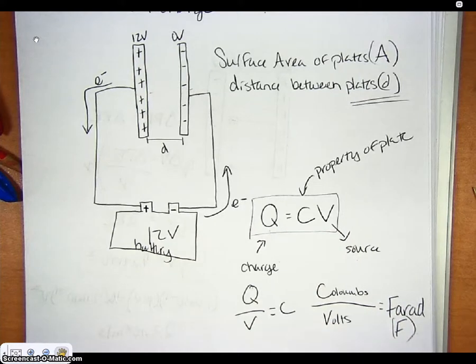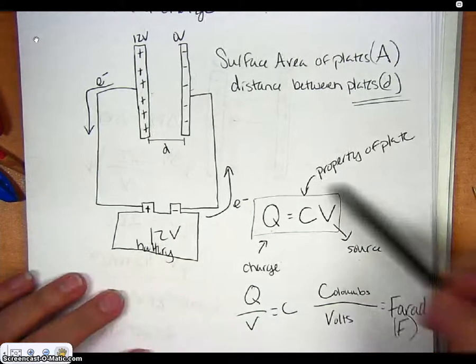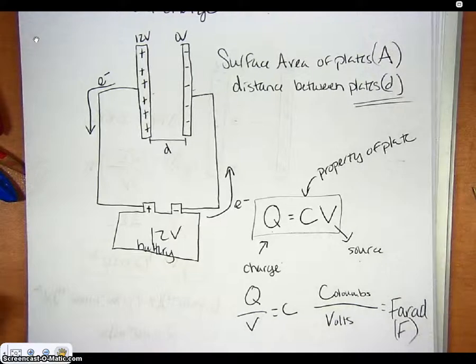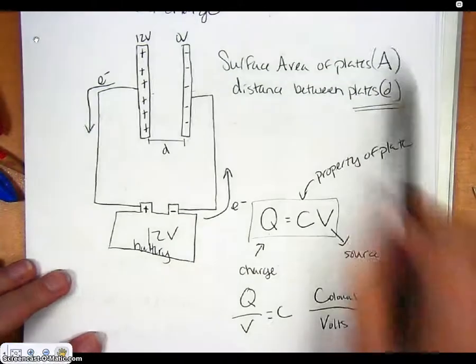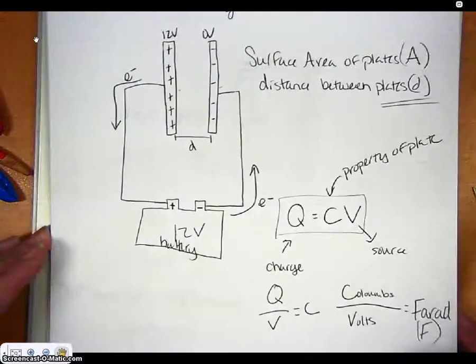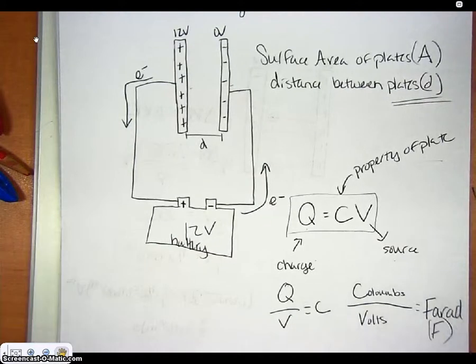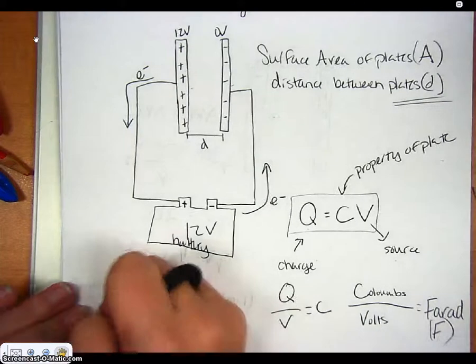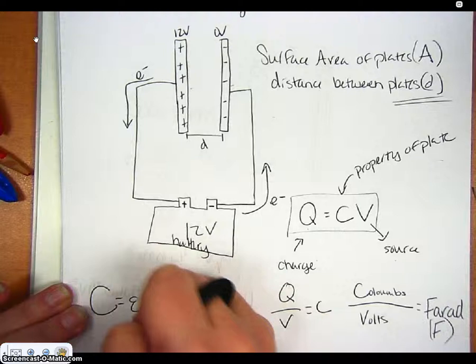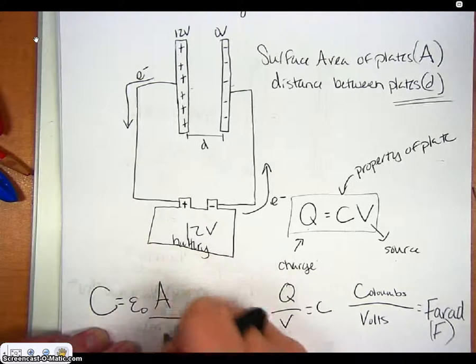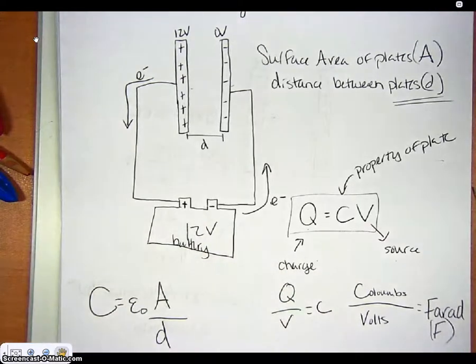So, but how do we figure out this value? Like we said, it's a property of the plate, so where does it come from? Well, it all has to do with the surface area of the plate and the distance between the plates, okay? So the equation is this, and the equation really makes sense once I describe it here in a second, okay? So imagine if you are building a capacitor.